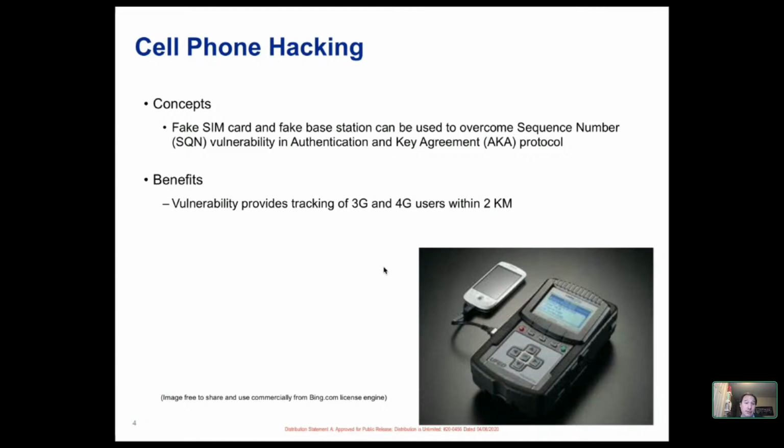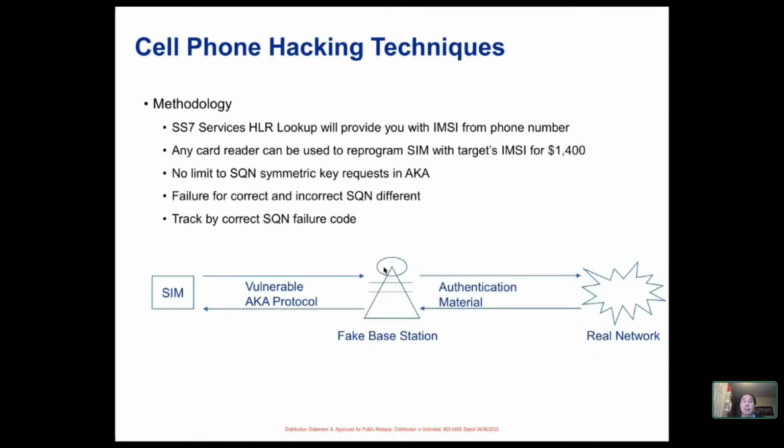So in this case, what you do is you fake a SIM card and use a fake base station to overcome the SQN, the sequence number, and exploit an inherent vulnerability in the authentication and key agreement protocol. Some of the benefits here are that you can use it on 3G and 4G, and it works within about 2 kilometers. Of course, if the target's moving, you're going to have to move too if you want to keep that kilometer distance.